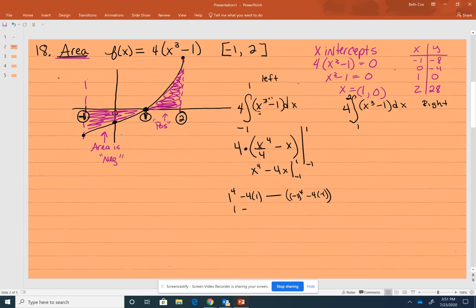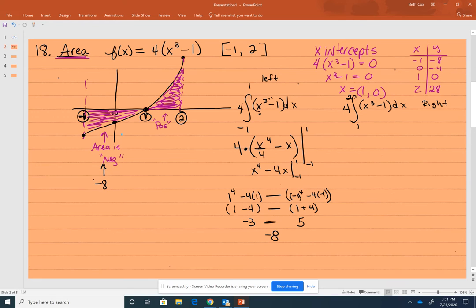This gives me 1 minus 4, which is negative 3. Here's my big minus. And this is going to give me 1 plus 4, which is 5. So I have negative 3 minus 5, which is negative 8. So this area right here is negative 8.